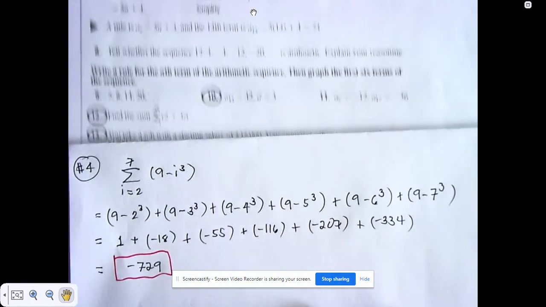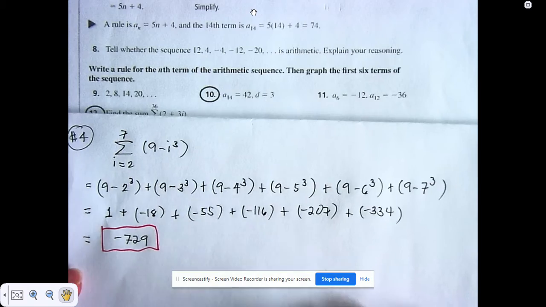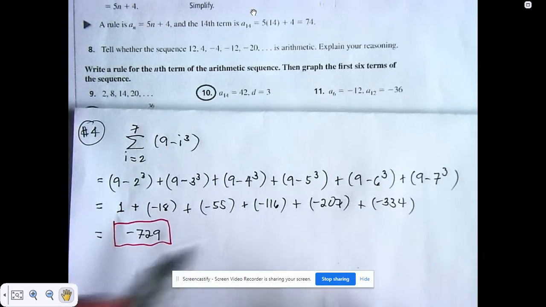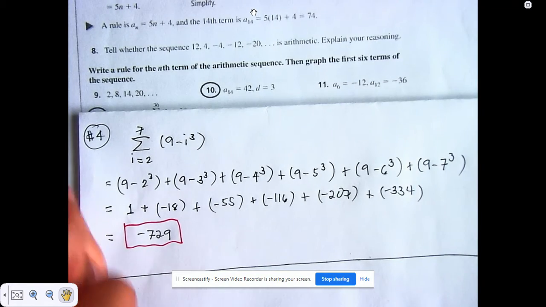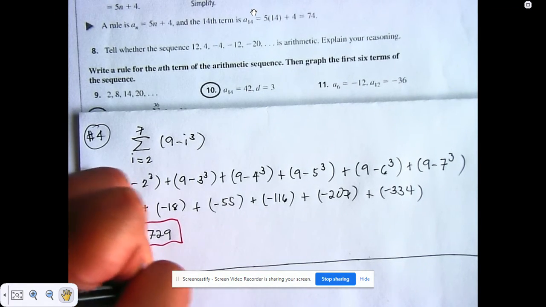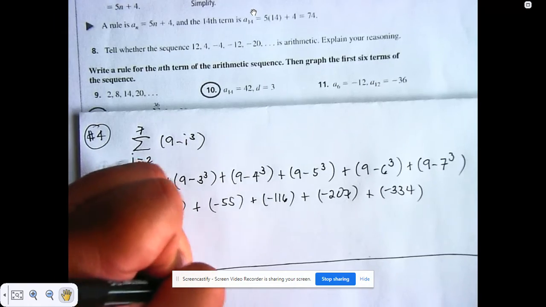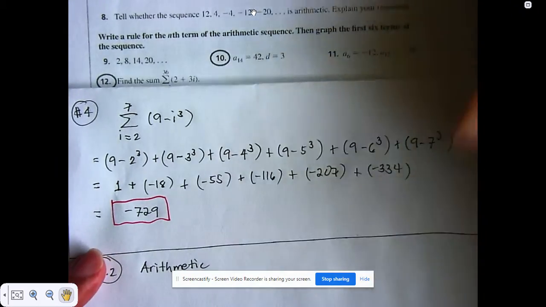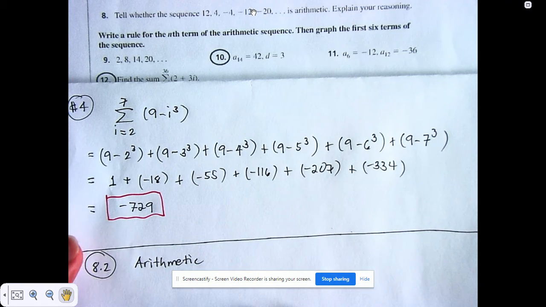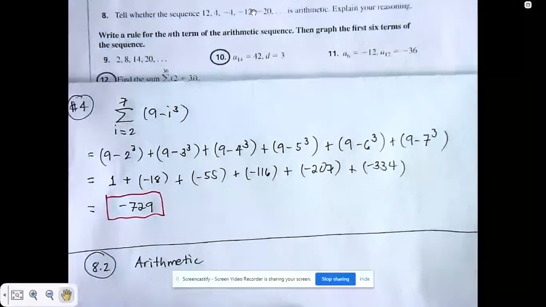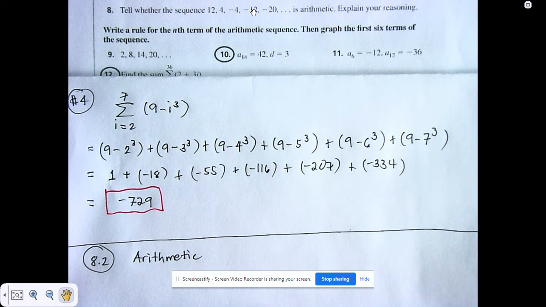Okay, next, let's go to 8.2. Okay, so 8.2 is about arithmetic sequences. Okay, so let's start with number 10. Number 10, find the rule for the nth term of the arithmetic sequence. Then graph the first 6 terms of the sequence. So I'm gonna ask you to do the graph, but instead I'm gonna ask you what the rule is.